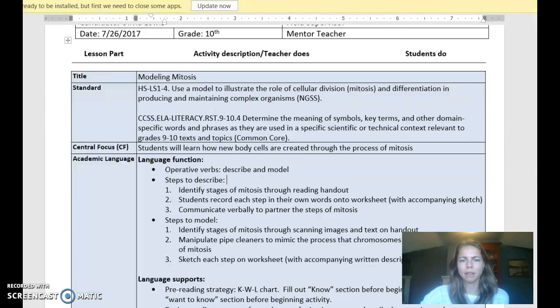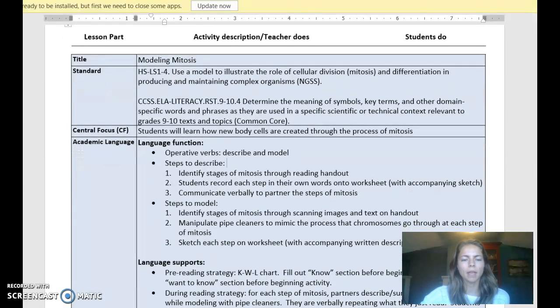standard. And then my literacy standard from the Common Core is to determine the meaning of symbols, key terms, and other domain-specific words and phrases as they are used in specific scientific or technical context relevant to grades 9 to 10 texts and topics. So those standards matched up pretty well with my lesson. And my central focus is that students will learn how new body cells are created through the process of mitosis.